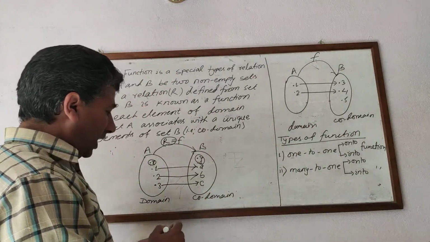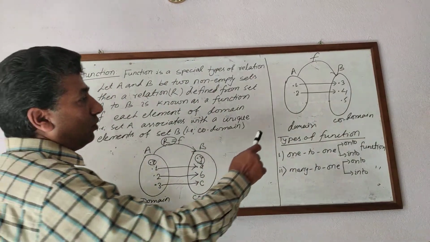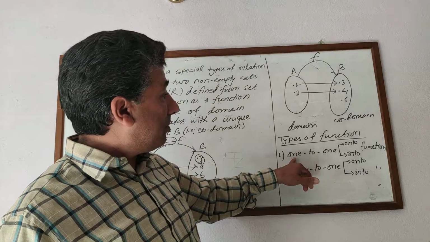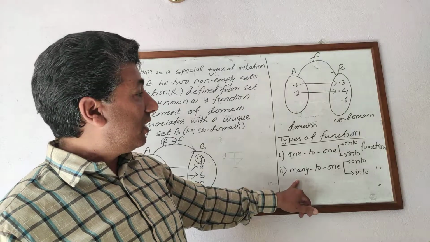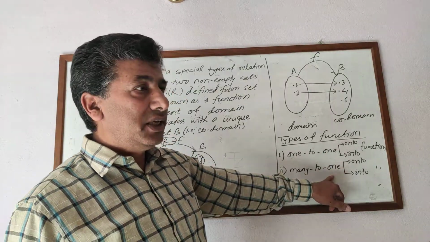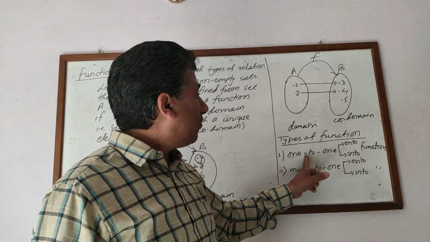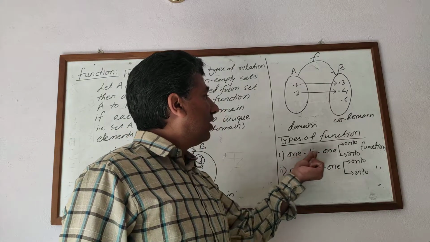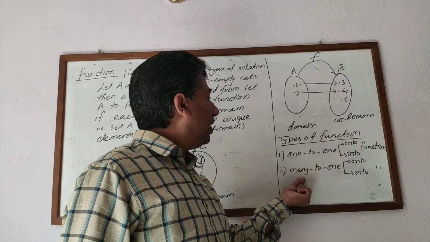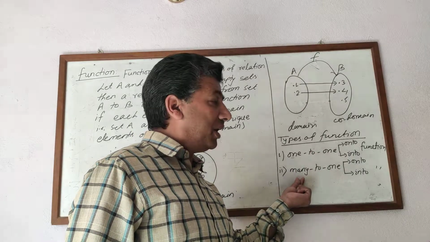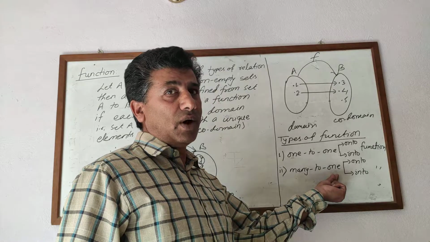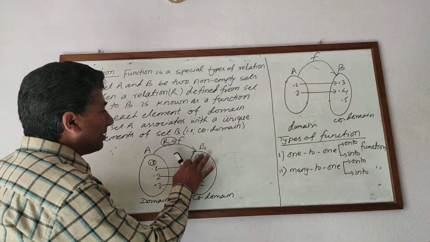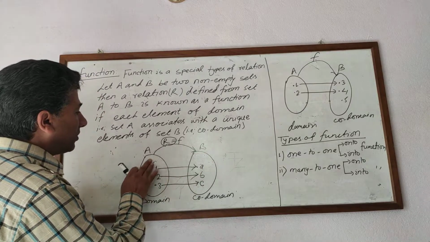Now I'll explain the example of one to one. You have to remember, first one is domain, second one is image. Now what is the meaning of one to one? One to one means one domain, one image. Many to one means many domain, but image is one. That is common. Now here, again I will take the same example.